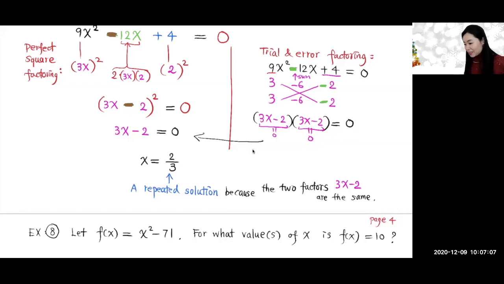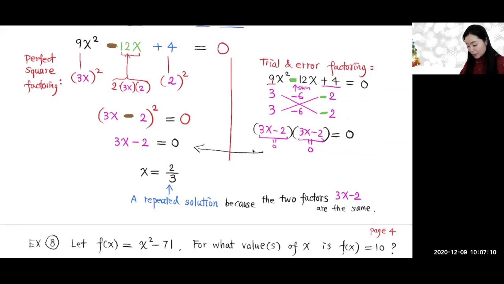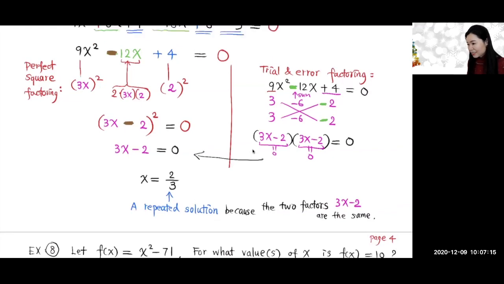Okay, so you see this quadratic equation over here? It does have 2 solutions. However, it is this one here repeated, right? So it's going to repeat it. So that's why I have 2 solutions. Or you can say one solution, but it's the same solution. Okay, it's a repeated solution.